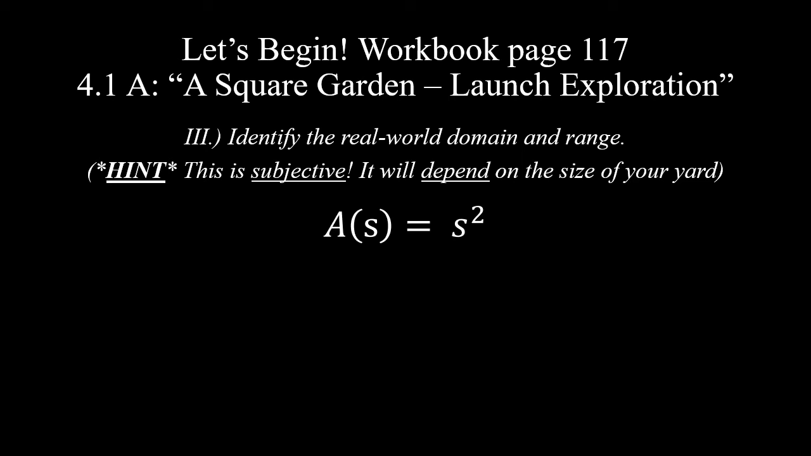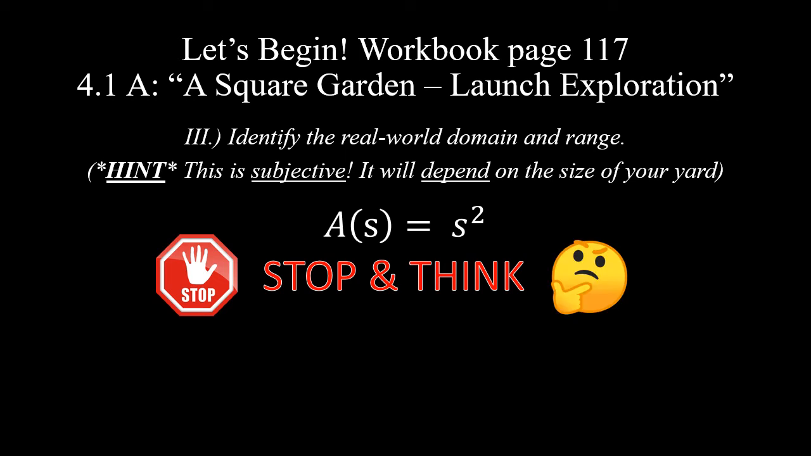domain and range, right? So we know that our function here, A of s equals s squared, right? We're just squaring the side length to find our area, okay? And we need to stop and think about what would be a reasonable side length and area for our yard. And for me, it might be different than what it would be for you. So I want you to just take a moment to stop and think, all right, about how big your side length and area could be for your garden in your yard.